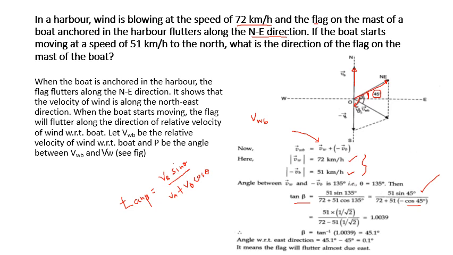And what is sin 45? 1 by root 2, isn't it? So 51 into 1 by root 2 divided by 72 minus 51 into 1 by root 2. So the value will be 1.0039. This value is nothing but tan beta. So beta is nothing but tan inverse of 1.0039. By using the trigonometry table, you will find beta equal to 45.1 degree. Northeast direction will be 45 degree as per the question, but we got 45.1 degree. So you have to subtract both the values: 45.1 degree minus 45 degree, you will get 0.1 degree. So it means the flag will flutter almost in east direction. Approximately it will flutter along east direction.